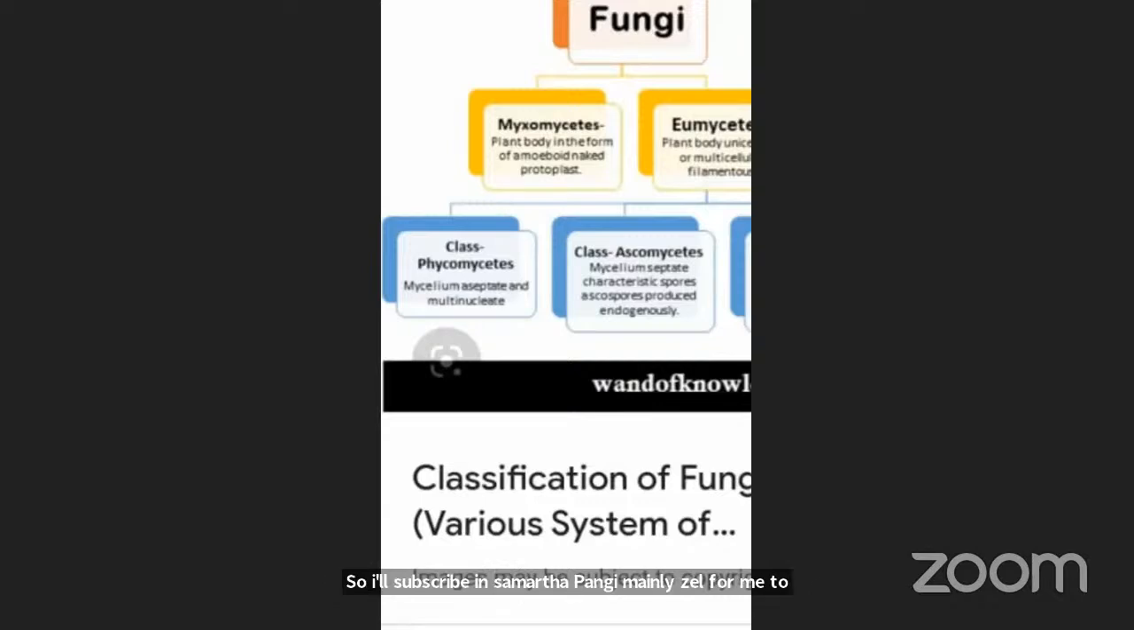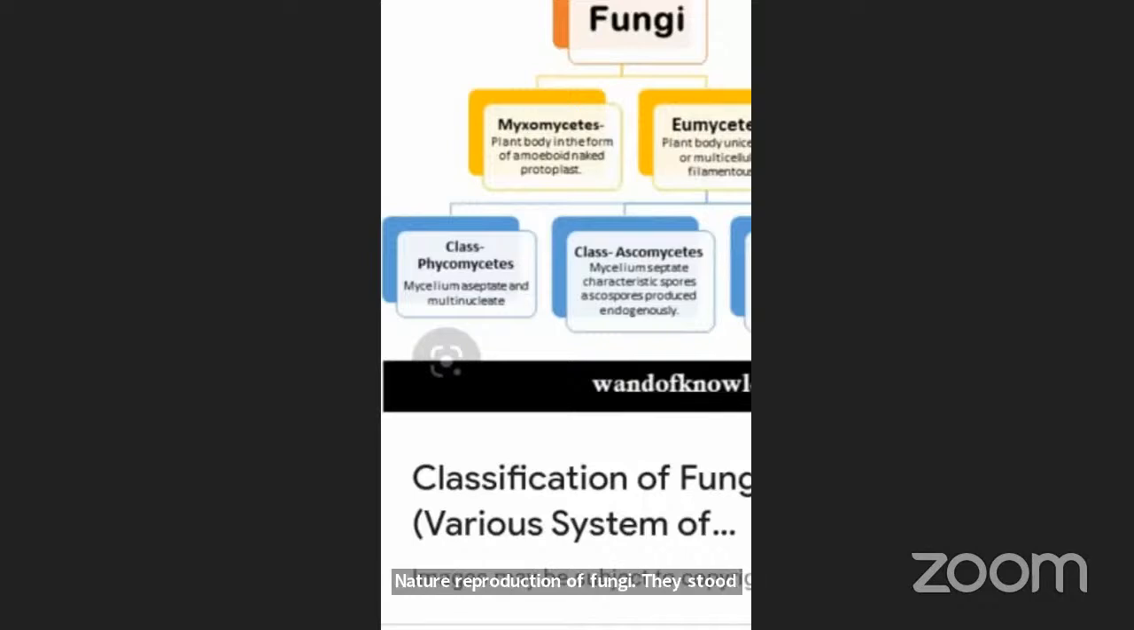What is the nutrition of the fungi? Heterotrophic nutrition. Mainly, growth of the fungi: the fungi have worldwide distribution. The majority of fungi are mesophilic in nature.